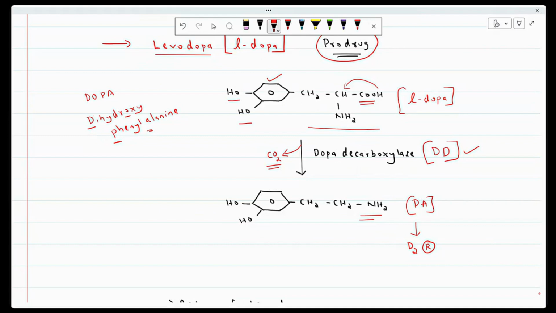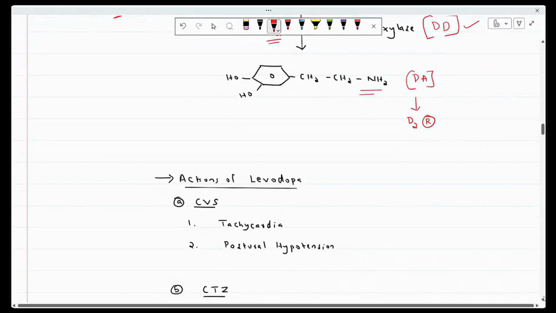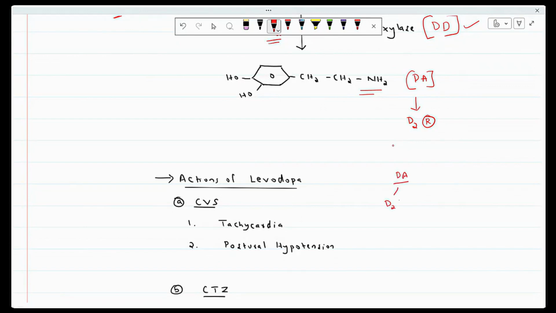Which enzyme converts the prodrug levodopa into dopamine? What will be your answer? Dopa decarboxylase. Clear? Fine. Now we will move to some of the actions of levodopa. As I told you, after dopamine comes, it goes and binds to the dopamine D2 receptors, correct? It can also bind to the beta 1 receptors. Do you know where beta 1 is present? Beta 1 is present in the heart. If it binds to the beta 1 receptor, the heart can be stimulated. So what about the heart rate? Heart rate will increase. What do you call that? Tachycardia. So in the cardiovascular system, it can create tachycardia.